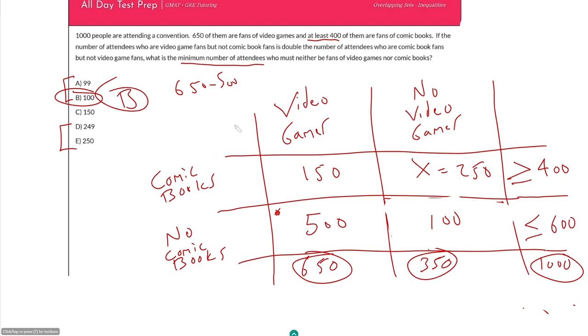Know your 2 variable overlapping sets. You are far more likely to see 1 or 2 of those than you are a 3 variable overlapping set. But we'll do that in the next video.